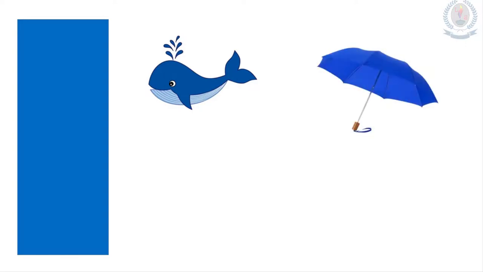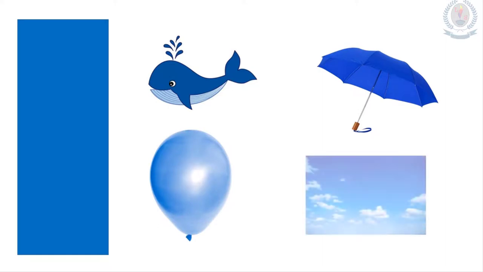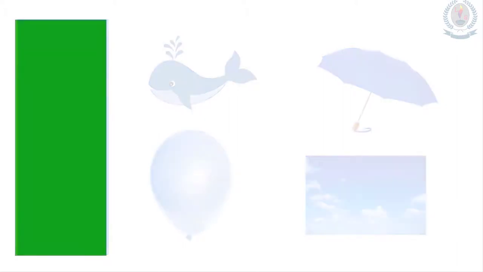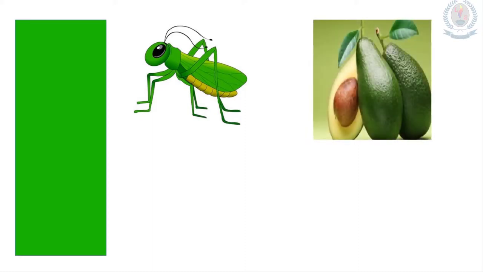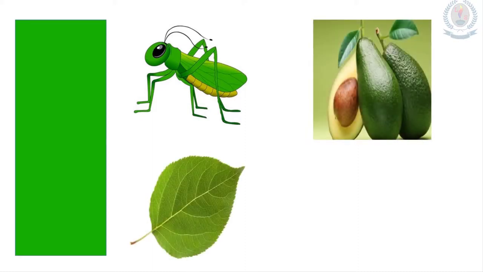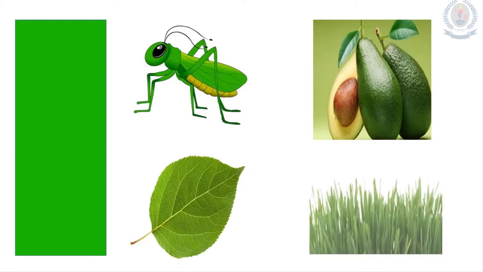This is blue, blue whale, blue umbrella, blue balloon, blue sky. This is green, green grasshopper, green avocado, green leaf, and green grass.